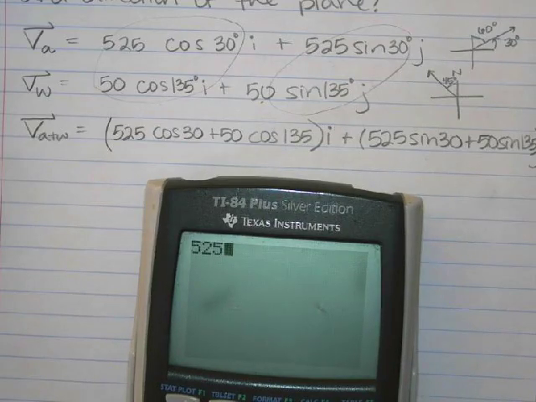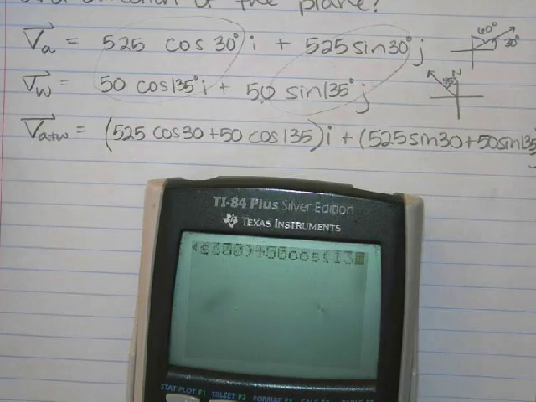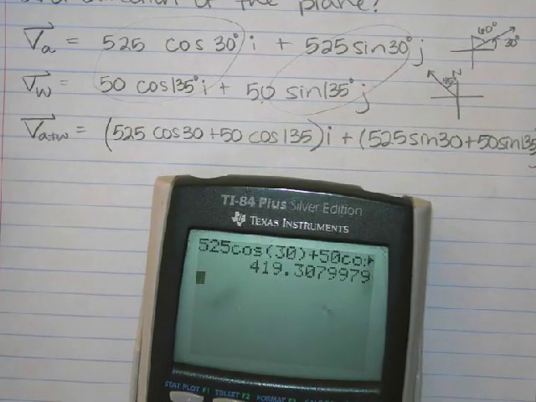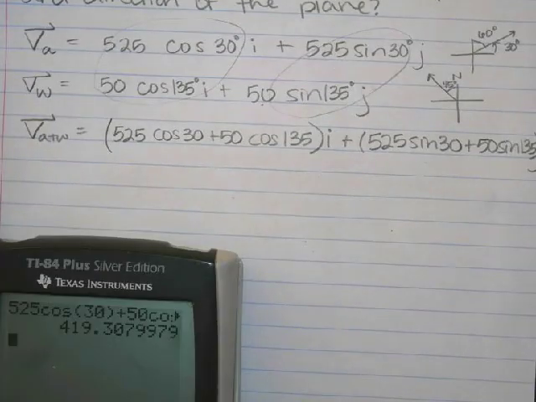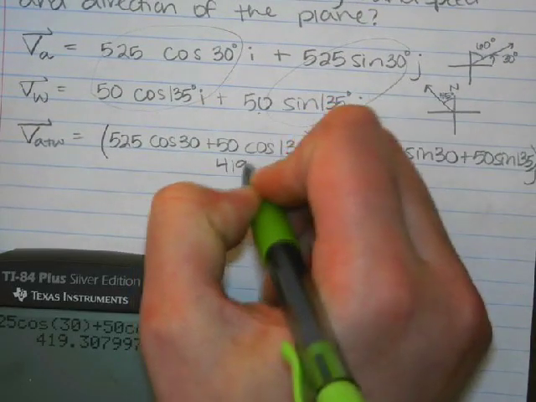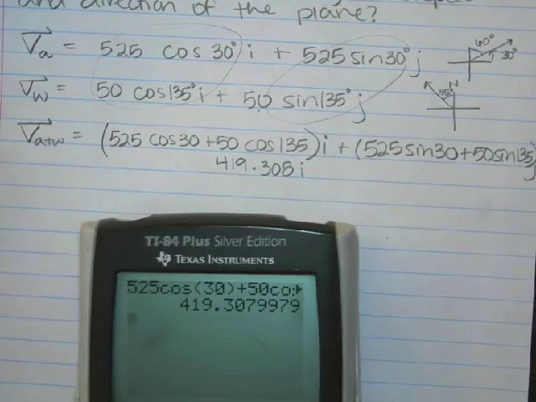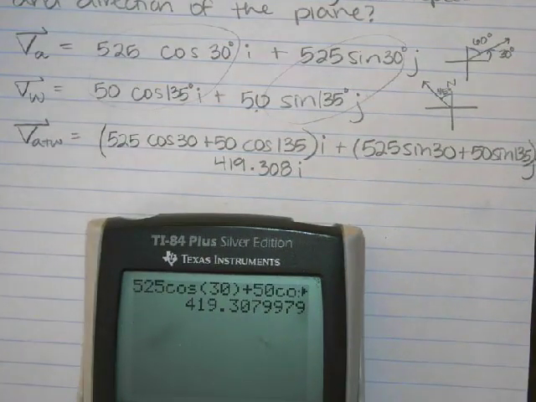And then I'm going to type into my calculator 525 cos 30 plus 50 cos 135. Make sure before you do that that you checked that you're in degrees. All right. So when you type that in, just for the horizontal component, just the first part, you should get 419.308.